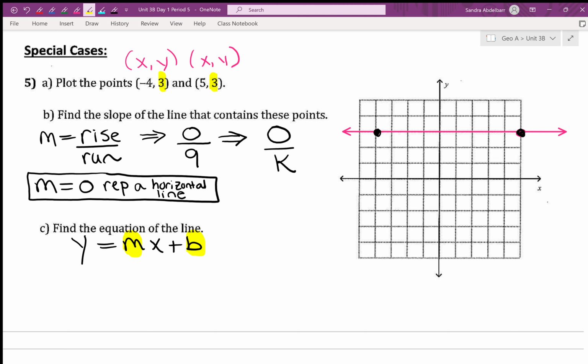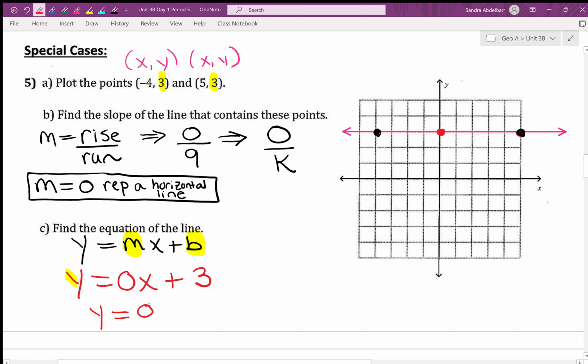Yep, you're absolutely right. So do we agree that our m is 0? So y equals 0x, and then b is our y-intercept. Look on your graph. What is your y-intercept here? 3. Your y-intercept is 3. Where else did we see that 3? In both our y coordinates. Okay, that's very telling. So if I simplify this, 0 times anything is what? 0. So my equation is 0 plus 3. Well, what is that? 3. So the equation of this line is y is equal to 3.